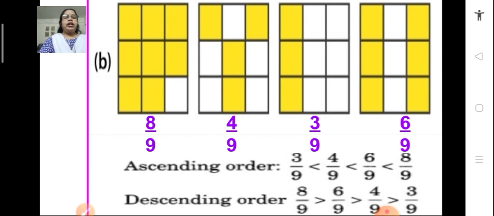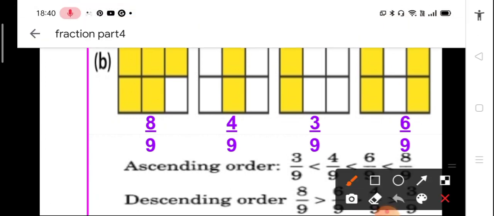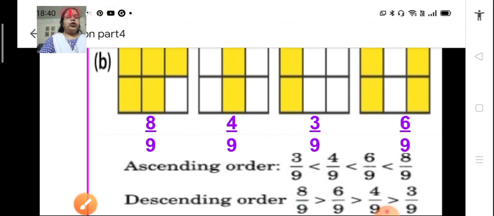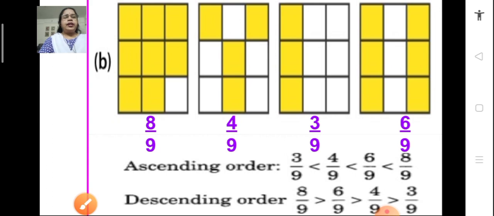So which is the smallest one here? 3 upon 9. Next is 4 upon 9. Greater than that is 6 upon 9 and the greatest is 8 upon 9. And in descending order, we have the greatest one first. So 8 upon 9. Next comes 6 upon 9. Next comes 4 upon 9 and the smallest one is 3 upon 9.